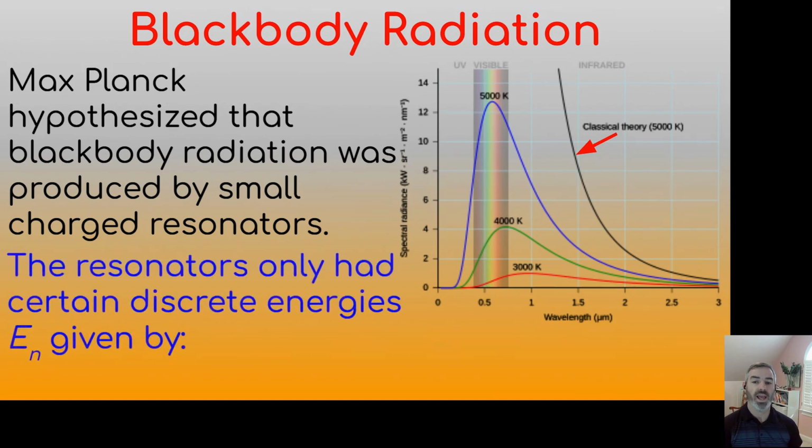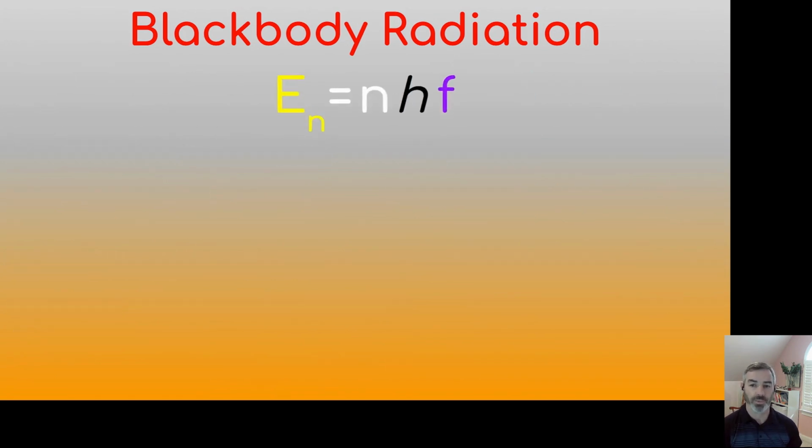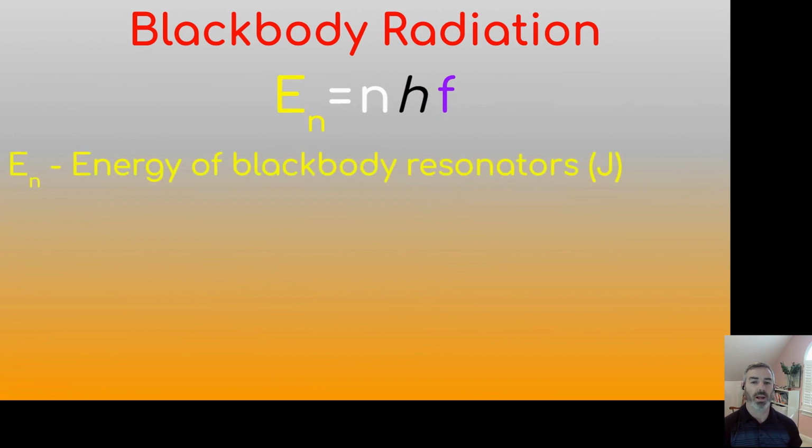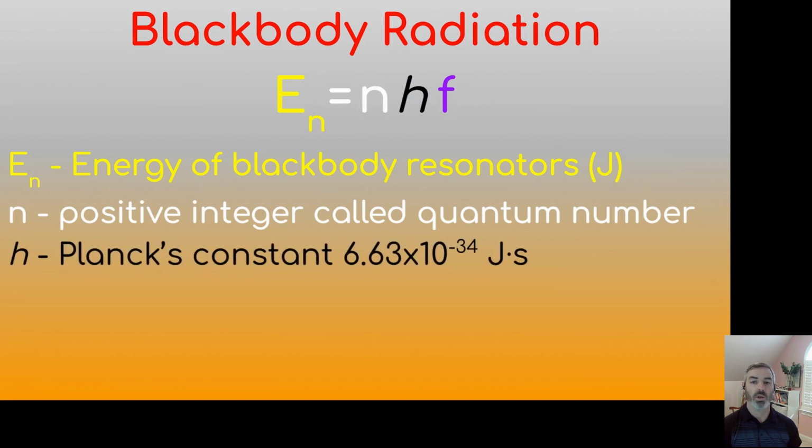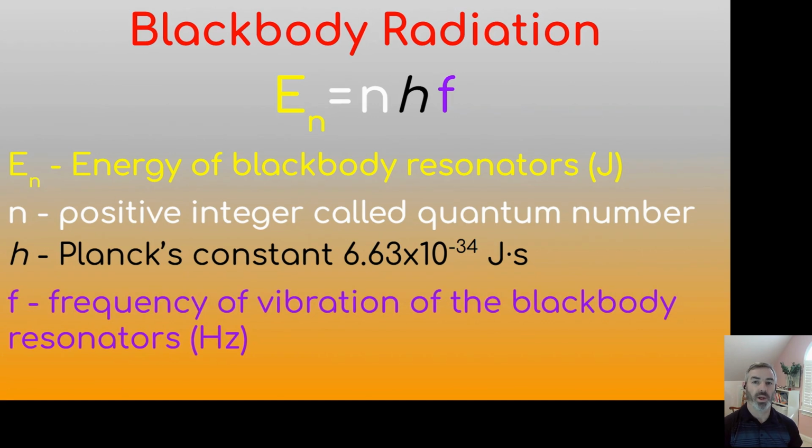Now the resonators only had certain discrete energies, E sub n, which is given by the equation E sub n equals lowercase n times h times f. And this fit the curve perfectly. So E sub n is the energy of the black body resonators measured in joules. n is just a positive integer called the quantum number. h, which is the value that kept coming up for Planck, is known as Planck's constant, just 6.63 times 10 to the negative 34th joule seconds. And f is the frequency of vibration of the blackbody resonators, and that's measured in hertz.